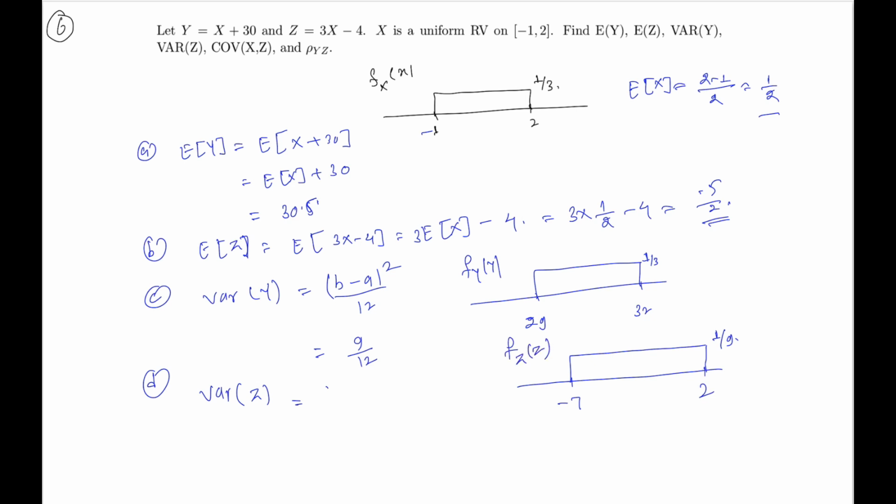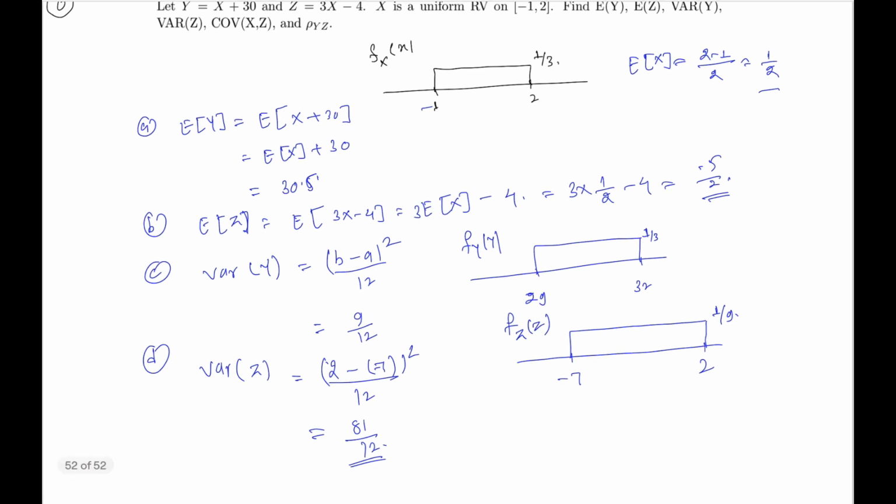Now we need to find the variance. The variance would be (b minus a) whole square divided by 12. So 2 minus minus 7, that is 7 plus 2, which is 9. So the variance is 81 divided by 12. Right, so this would be the variance of this random variable z.